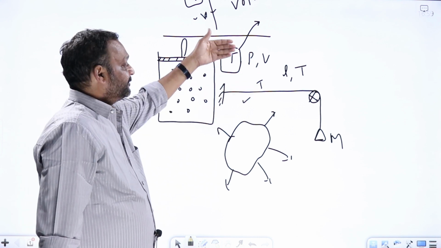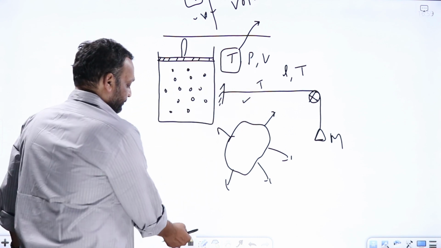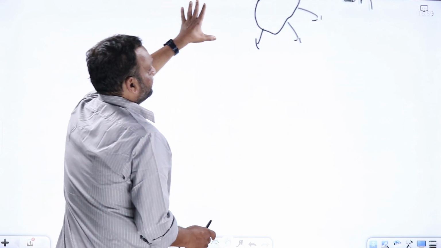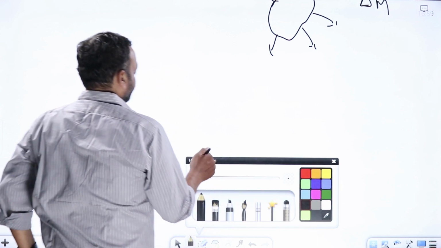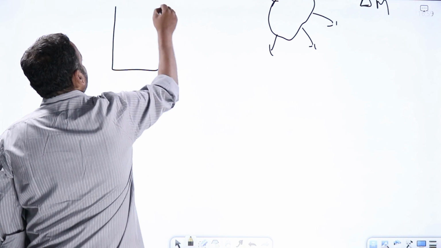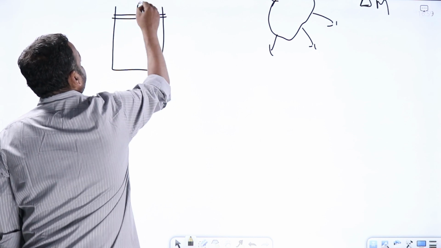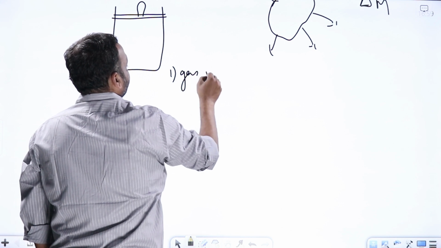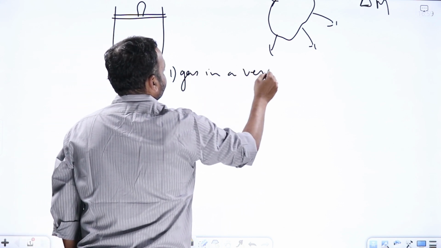Like this, we have some thermodynamic systems which we will be considering now one by one. Okay, first one, we take our vessel only. Gas in some vessel. What are its variables? Okay, gas in a vessel. The first system is gas in a vessel.